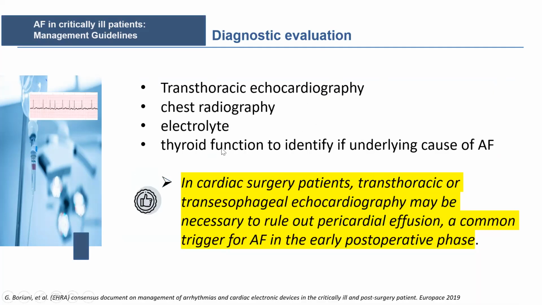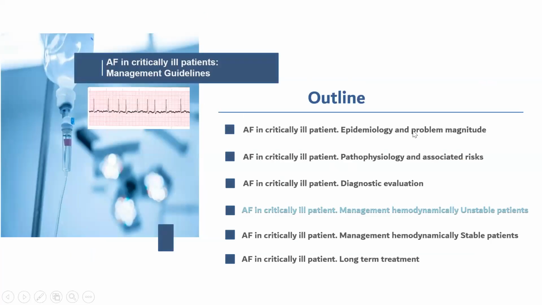Another part of the workup after the ECG is, of course, that these patients need echocardiographic evaluation and X-ray, and serology, including electrolytes and thyroid function, to identify any correctable factor. And in special populations, such as cardiac surgery patients who develop post-operative AF, you should have early suspicion that this patient may have pericardial effusion as a triggering factor, so you have to rule this out by either transthoracic or transesophageal echocardiography.